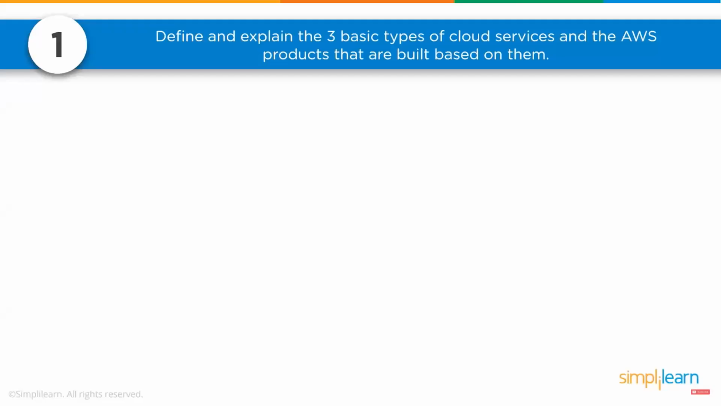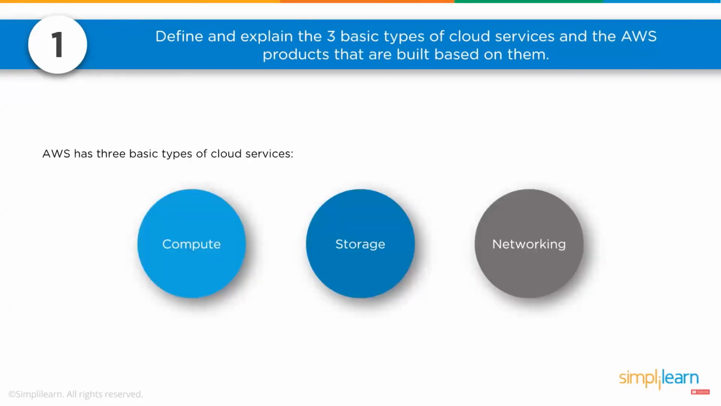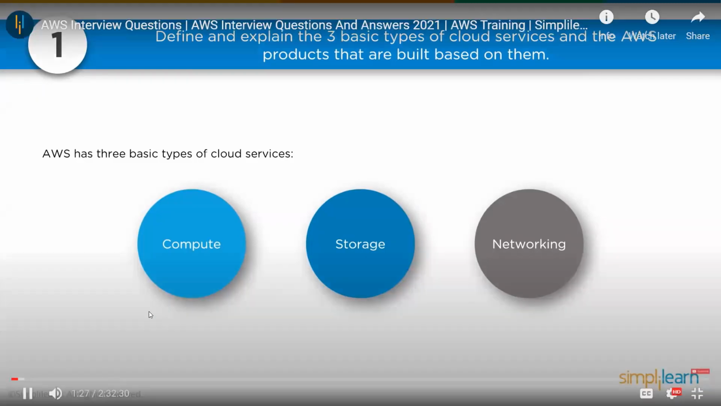All right, so in an interview, you would find yourself with a question that might ask you to define and explain the three basic types of cloud services and the AWS products that are built based on them. Here it's a very straightforward question. Just explain three basic types of cloud service. And when we talk about basic types of cloud service, it's compute, obviously, that's a very basic service. Storage, obviously, because you need to store your data somewhere, and networking that actually connects a couple of other services to your application.